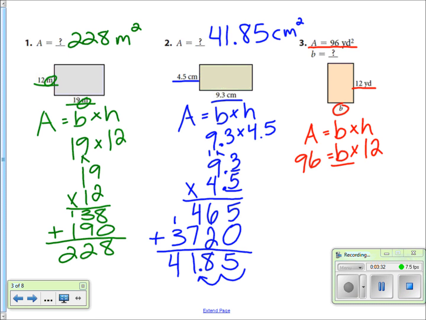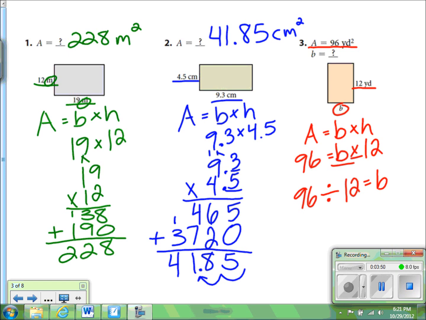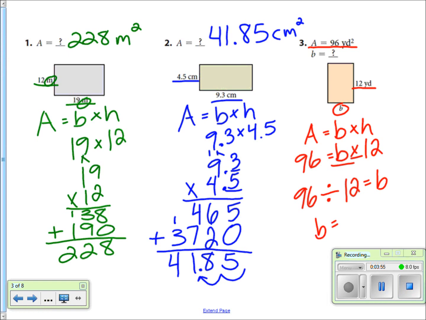Now, to solve for b, I need to start with 96, and the opposite of multiplication is division. So I'm going to divide by 12. And if you know your multiplication facts for 12, you know that b is equal to 8, because 8 times 12 equals 96. So, the answer to question number 3, our base is equal to 8 yards.